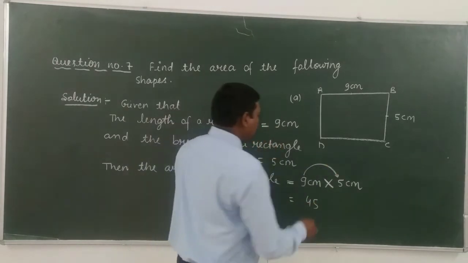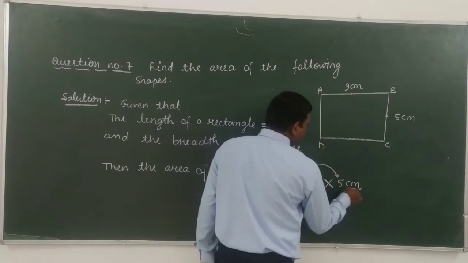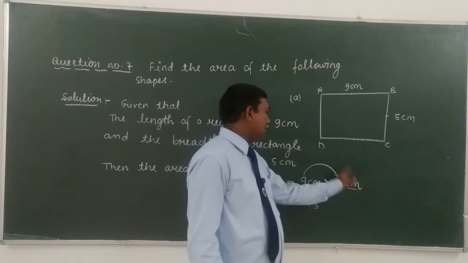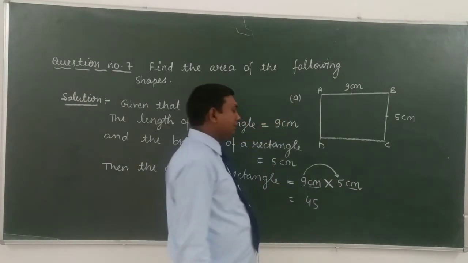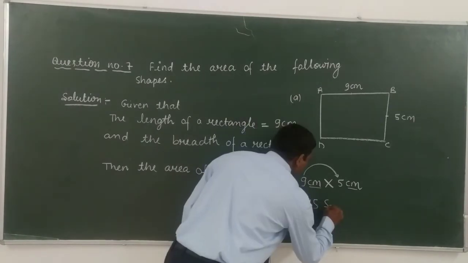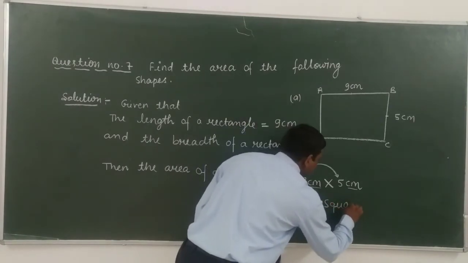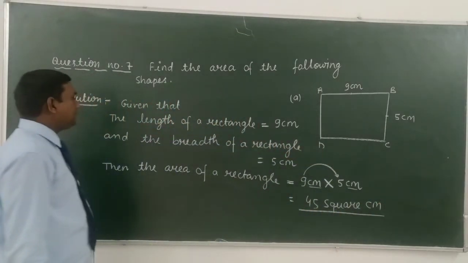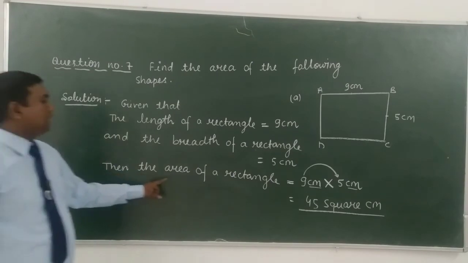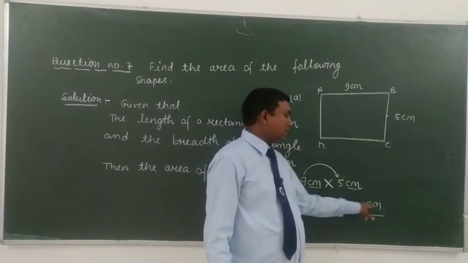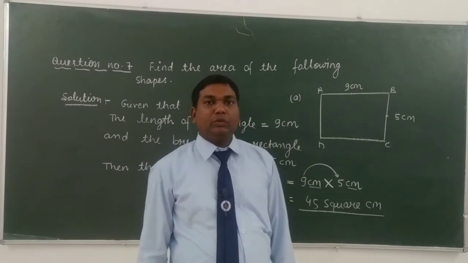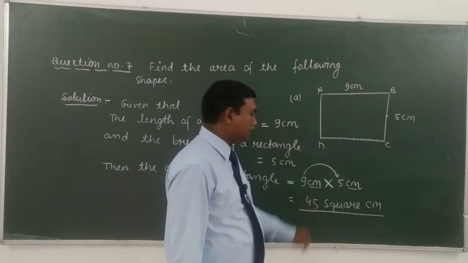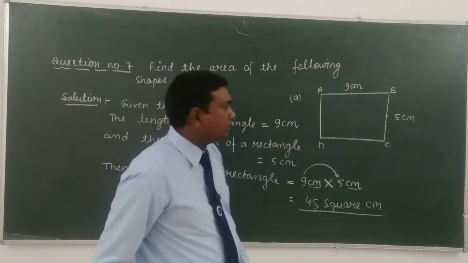And here given centimeter and centimeter, that means if we multiply centimeter by centimeter, then we get centimeter square, it means square centimeter. Okay, then the area of the rectangle is equal to 45 square centimeter. Understand? The unit of area is square centimeter in this question.